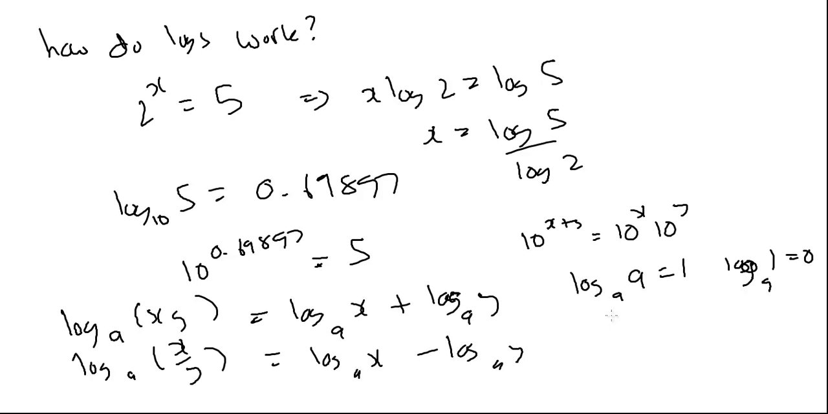So nearly done. Then there's log to the base a of x to the power of q is equal to q log base a x, which is what we used at the start when we did 2 to the power of x is equal to 5. Take the log of both sides, the power falls down, so we get x log 2 is equal to log 5.